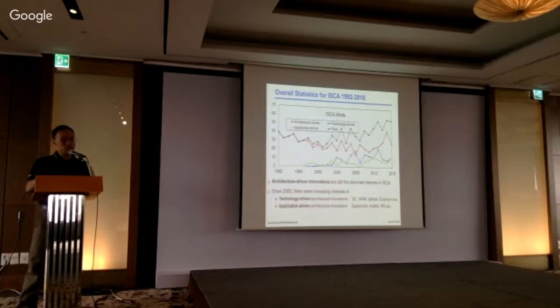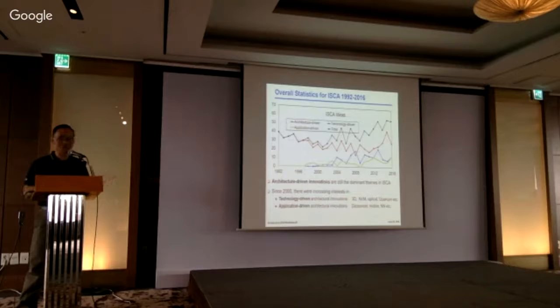One of the interesting things you can see is that our classical architecture papers continue to be stable. But we see an increase in technology-driven and application-driven papers. This year, technology-driven papers and application-driven papers are the same in number. Combined together, you can see that we accept more papers. Part of the reason, I think, is that we are open to application-driven and technology-driven papers.